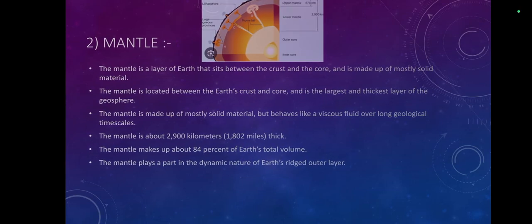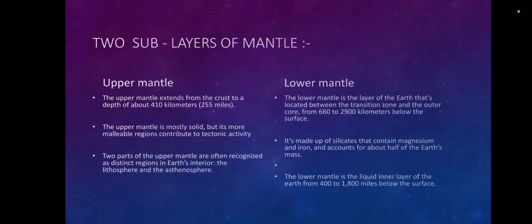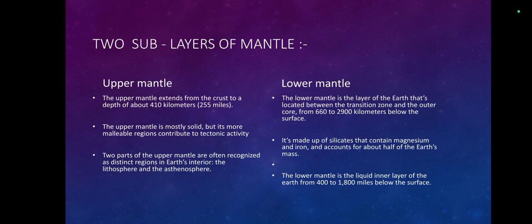Now the sublayers of mantle are upper mantle and lower mantle. The upper mantle extends from the crust to a depth of about 410 kilometers, that is 255 miles. The upper mantle is mostly solid, but its more malleable regions contribute to tectonic activity. Two parts of the upper mantle are often recognized as distinct regions in Earth's interior: the lithosphere and the asthenosphere.